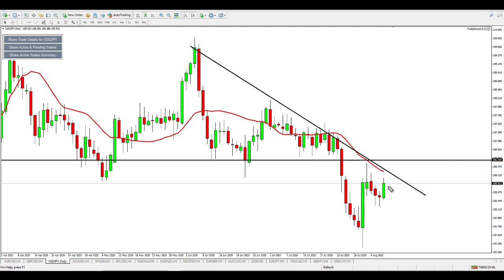Now, if this were to break here, looking for some sort of continuation up to this level on the lower time frames would probably be the most interesting point to me, just because we've got past resistance here that looks pretty solid on that daily chart. So that's what I'm watching on USD JPY.